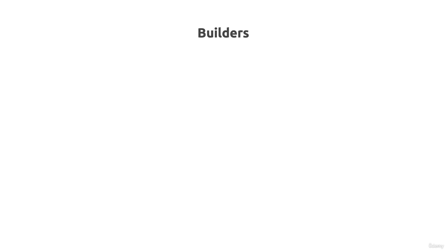We explored schematics. Now we also have builders. What are builders? Schematics basically are the tools you run to add something to your project, be that a third-party library or generate a new component, or maybe also just an update. With builders, you can build your application for different environments.